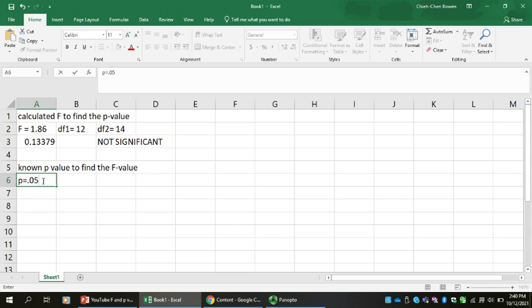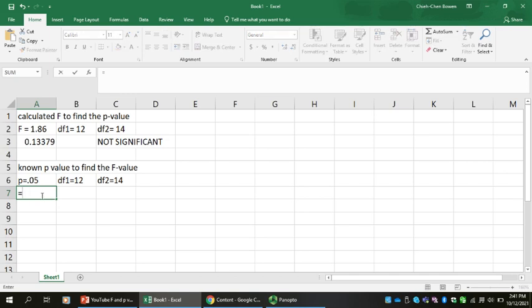So we have a p-value of 0.05, then let's go ahead and use the same degrees of freedom, so that you can compare whether we use the critical value or the p-value, we should get a consistent result. So now we have a p-value equal 0.05 with degrees of freedom 12 and 14. And what is that critical value of F associated with p equal 0.05?